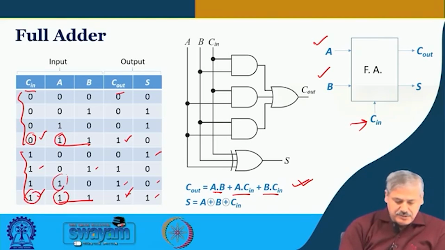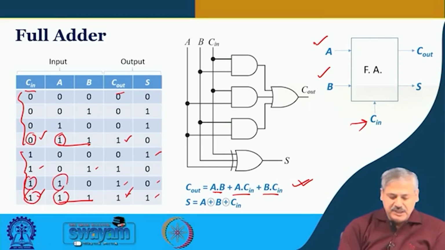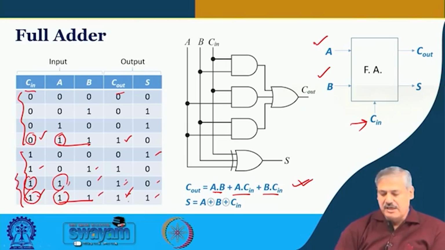These are the two cases, and in both cases, irrespective of the value of B, you see the carry output is 1. Accordingly, you can find out, or you can minimize using the standard process, and you can find the carry out is like this. And what about the sum bit?